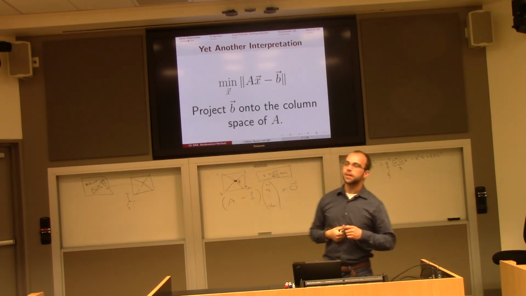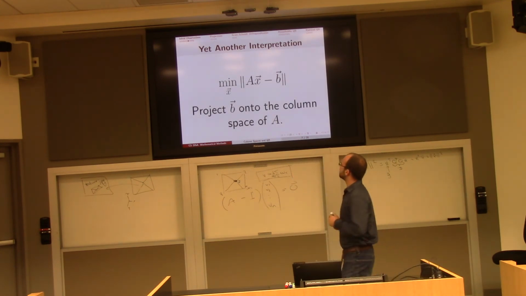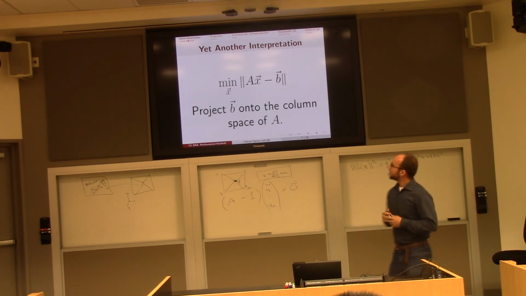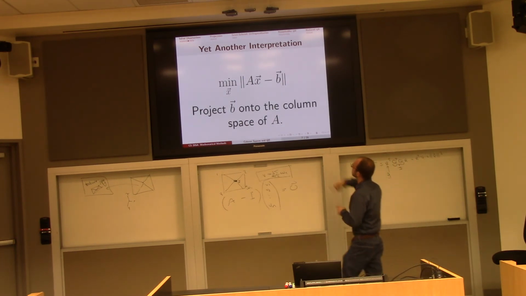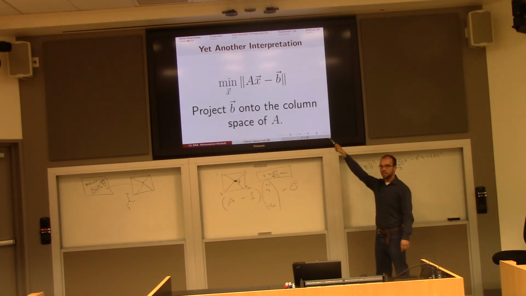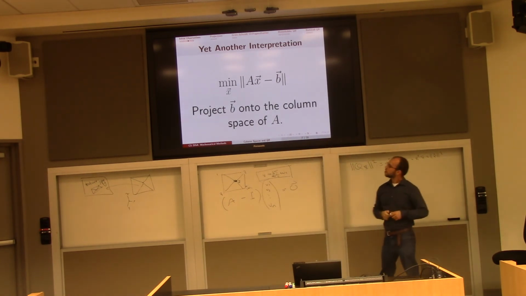So now let's return to our favorite least squares problem. And we're going to have yet another interpretation of what it means. Remember our least squares problem? You can put a square up there if you like. You'd like to minimize the norm of Ax minus b. So what is Ax?